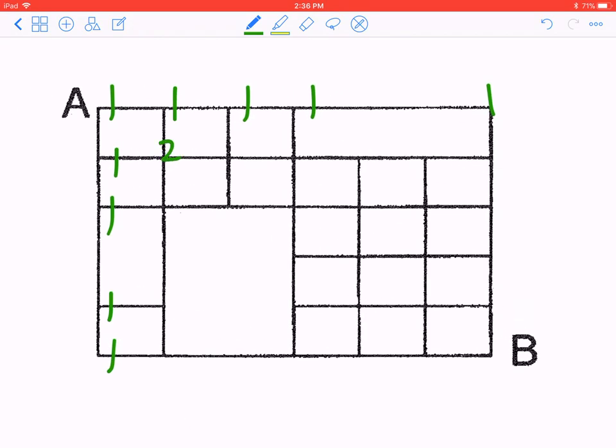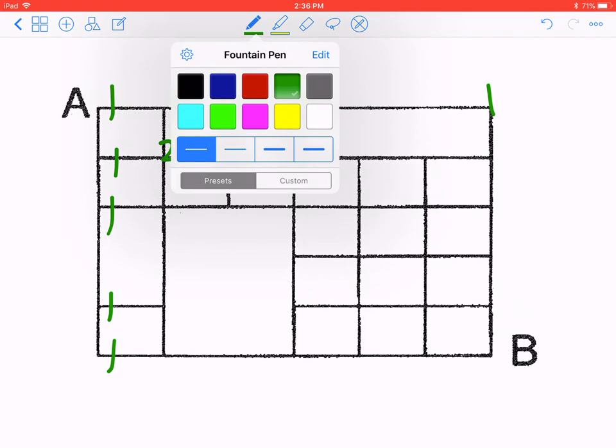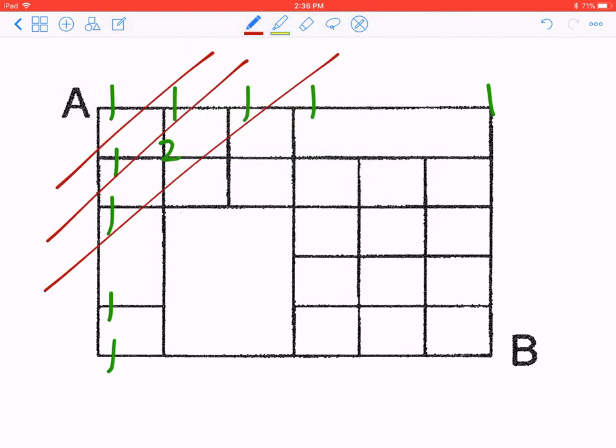Now again, 1 plus 1 is 2. There are two ways to get there. And again, I hope you recognize Pascal's triangle. 2 plus 1 is going to give you 3. 2 plus 1 is going to give you 3 again. 3 plus 3 is going to give you 6. 3 plus 1 is going to be 4. 4 plus 6 is going to give you 10.